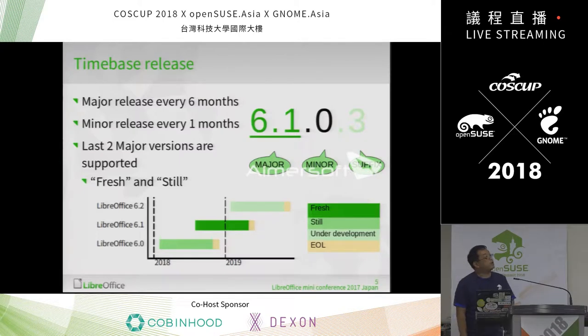And we have a time-based release strategy, you know. So we release a major release every 6 months and a minor release every 1 month. So in our version, 6.1, 6 is the major and 1 is the minor version. So we have to say that we have release 6.1 or 6.0 or 5.4. So don't say LibreOffice 4 or LibreOffice 5 or something. And we have the last major release version supported. It's called fresh and still. Currently, LibreOffice 6.1 is the fresh release, and LibreOffice 6.0 is the still release. So it means that we have two stable releases at the same time.